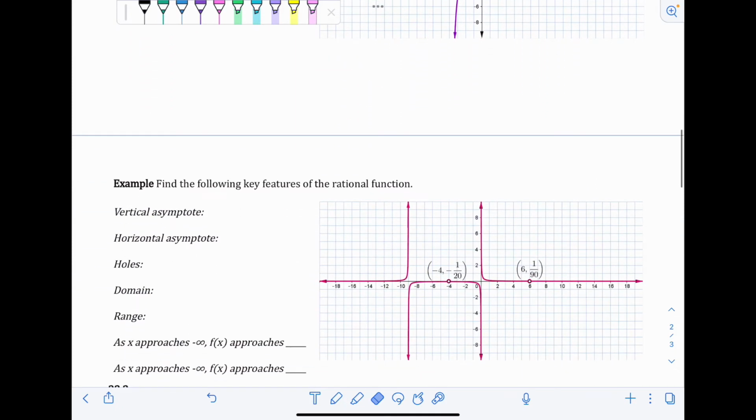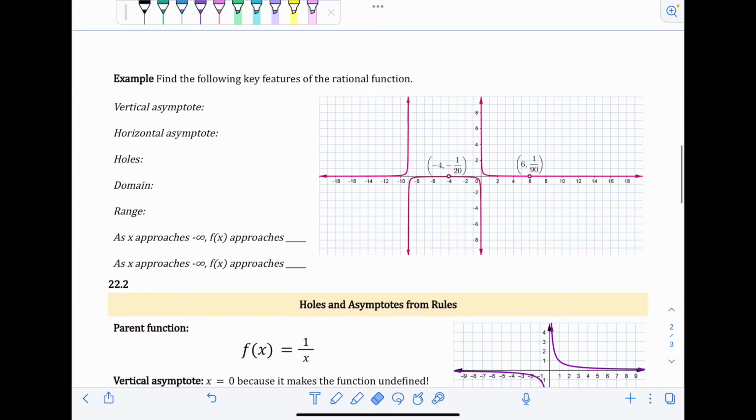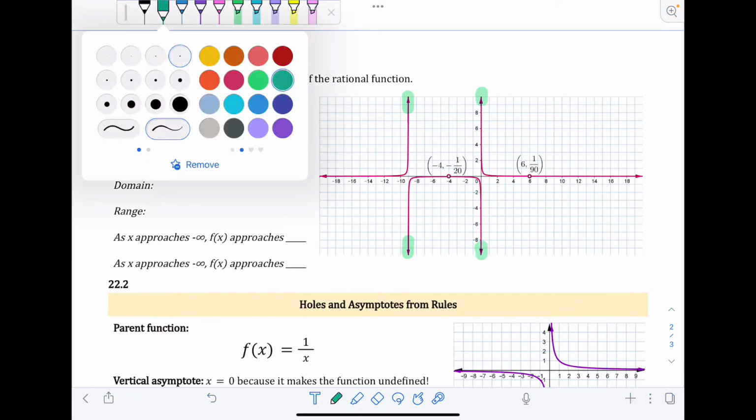Okay, moving down to this example, we're going to try to find all this stuff for this graph. So find the following key features of the rational function. So vertical asymptote, and there could be more than one. If you see, for example, one part of the graph shoot up and one part shoot down, there's a vertical asymptote there, so there's one here and here. So we can draw those in.